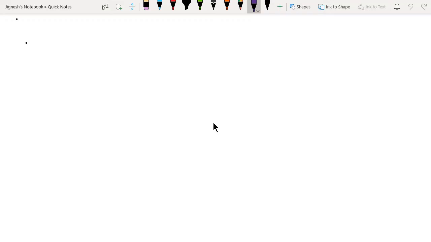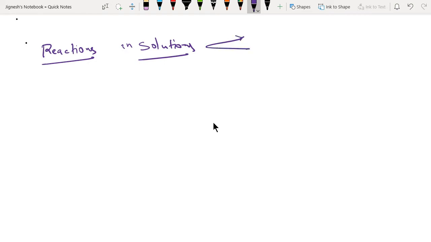Now let's see how a reaction takes place in a solution. As we know, all the reactions in chemistry, most probably in the lab, take place in solutions, in the form of solutions. Solutions can be expressed in a few ways, which we are going to study over here. There are 4 ways which we are going to study today.